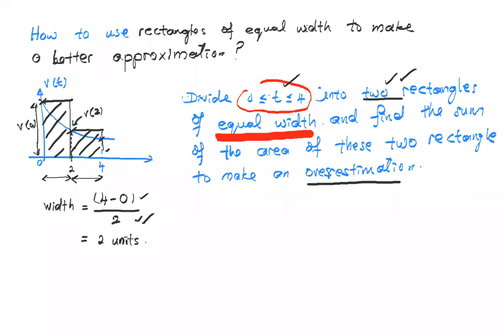Okay, clear enough? Okay, good. Do you think this is a better approximation than 16? Definitely. Because you don't include this area. Am I right? Okay, this will be a better approximation. Okay, so now find the sum of the area of these two rectangles to make an overestimate. So that means indirectly, you have to draw upper rectangle.